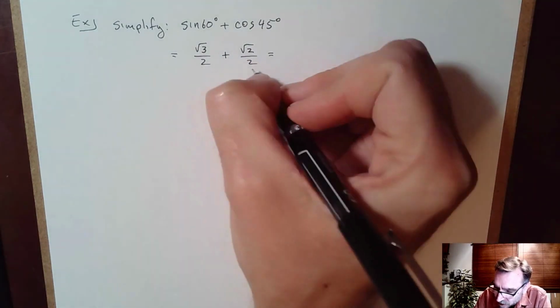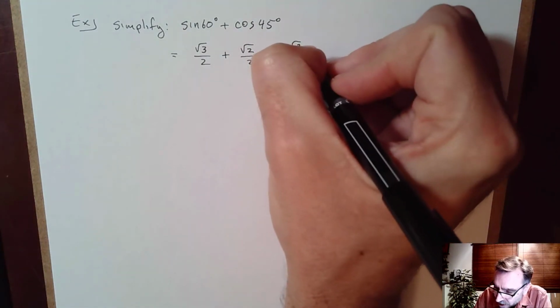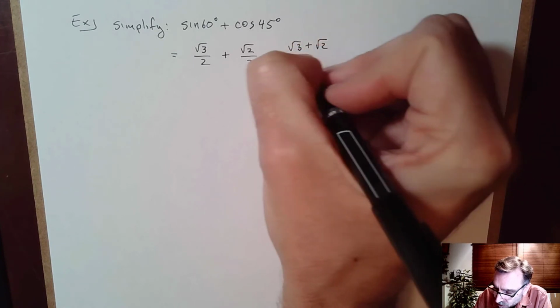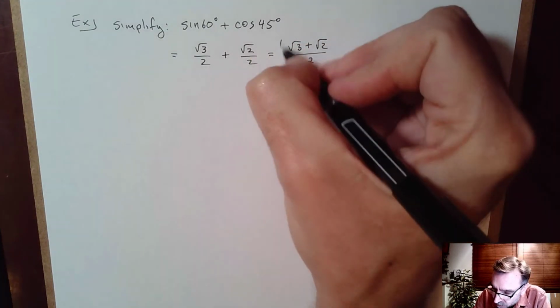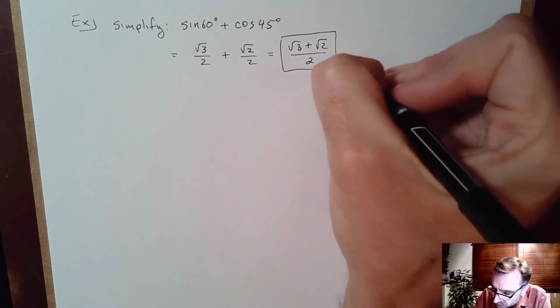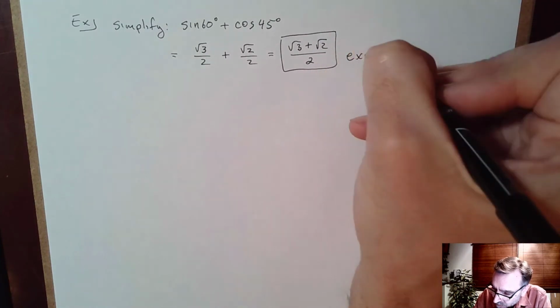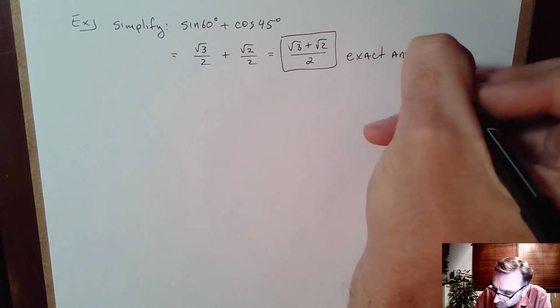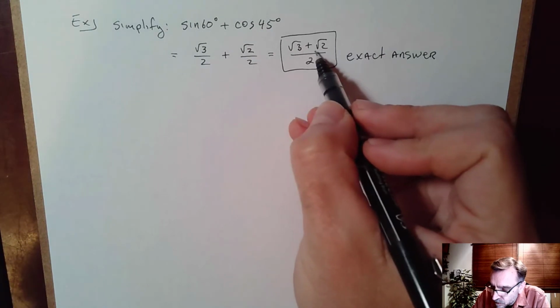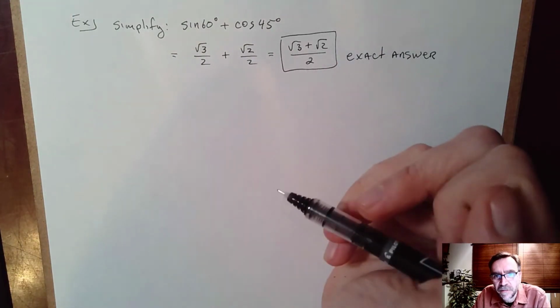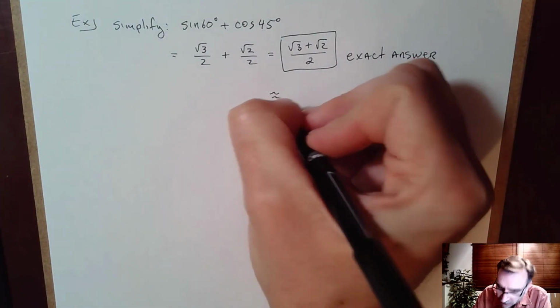Now, these two quantities have a common denominator, so I can add across the numerator and put that over the common denominator. And that doesn't simplify any further. That's the exact answer. Now, square root of 3 plus square root of 2, those don't combine. That's not square root of 5 or anything. So that's as far as we can go.